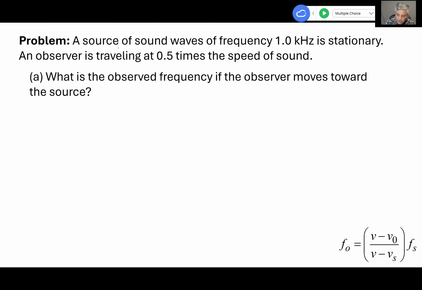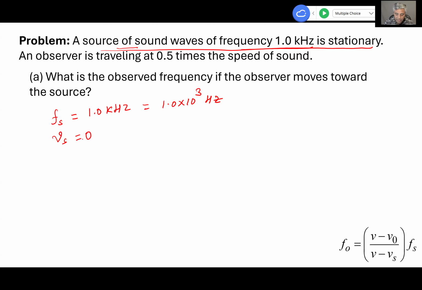So in this case, it says the source of sound has a frequency of that many hertz. So the frequency of the source, let's say Fs, is 1 kilohertz, which means 1000 hertz, or 10 to the power 3 hertz. Okay. So the source of sound has speed 0. It's stationary. What is the observed frequency if the observer moves towards the source? And where is the speed?